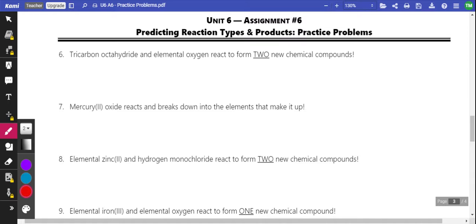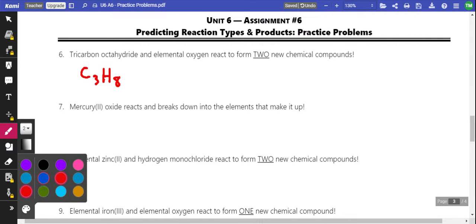So let's look at this first example. Tricarbon octahydride and elemental oxygen react to form two new chemical compounds. Okay, well, tricarbon octahydride has some hints for us in what the formula is. So tri is 3, so I have 3 carbons. Octa is 8, so I have 8 hydrogens here. Okay, so that's my tricarbon octahydride reactant.